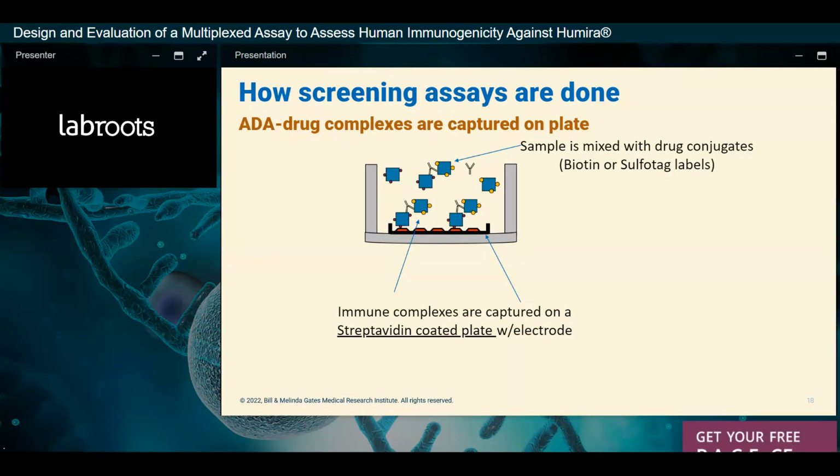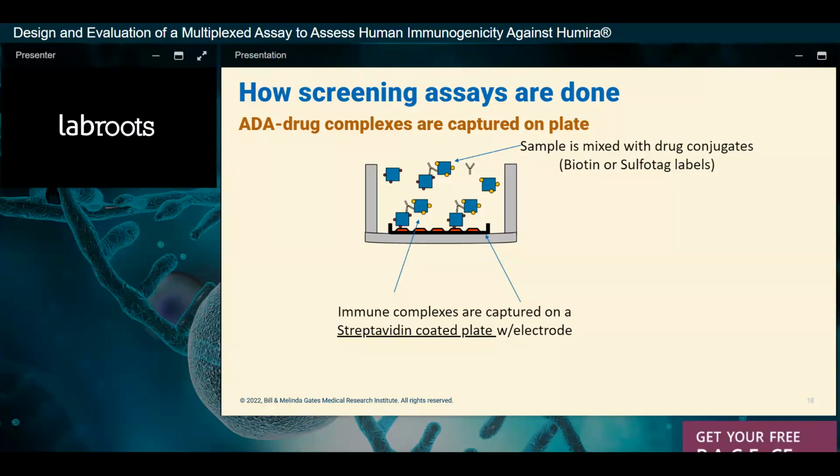What we really need to do at this point in the talk is to describe how these screening assays are done. The first step is to take your sample and mix it with drug that is labeled with either biotin or sulfatag for the MSD technology system. It's this mixture of what's called drug conjugates that are placed with your sample. If there are antibodies that bind to your drug, there's some population of those antibodies that will capture a biotin-labeled drug and a sulfatag-labeled drug. And all of the biotin-labeled drug is going to bind to your plate surface, which is streptavidin.